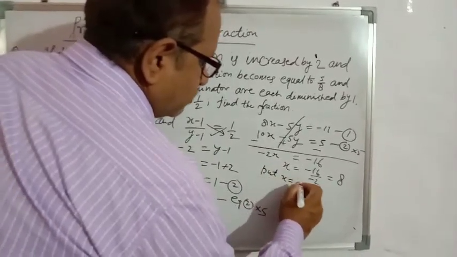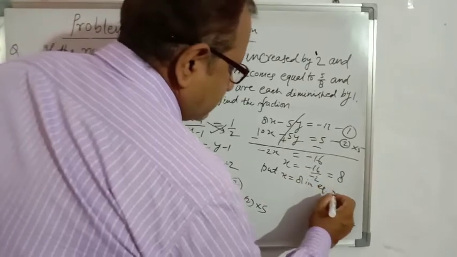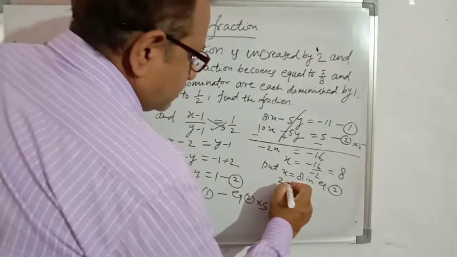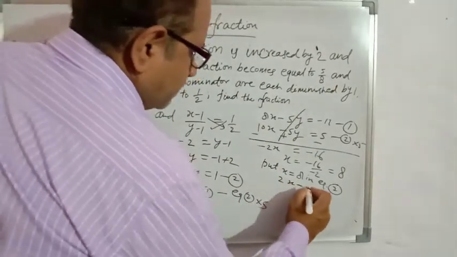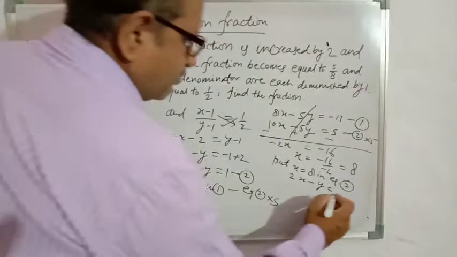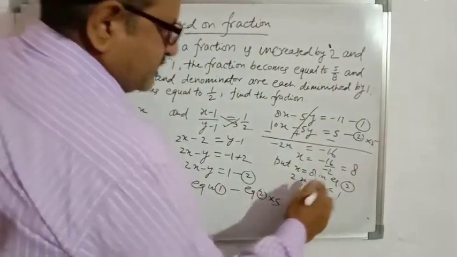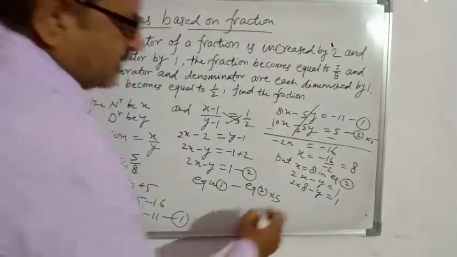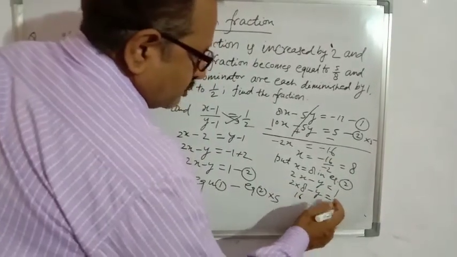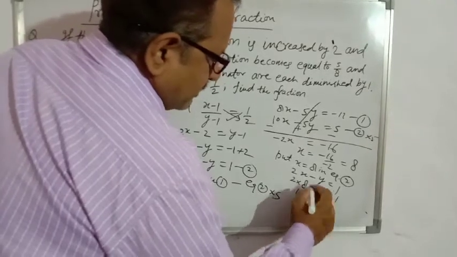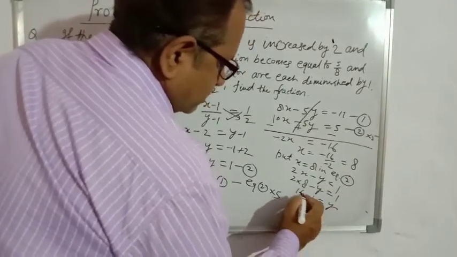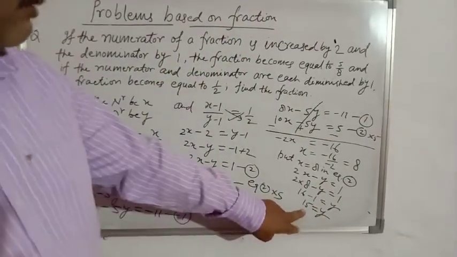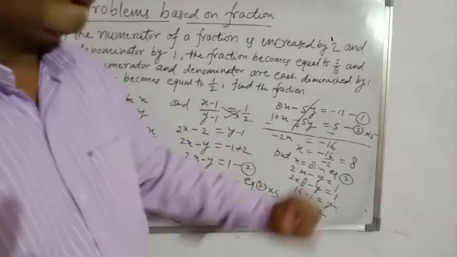Put x is equal to 8 in equation 2. So equation 2 is 2x minus y is equal to 1. We have to put x is equal to 8. So 2 into 8 minus y is equal to 1. 2 8 is 16. Transpose 1 to the left side, minus 1, and minus y to the right side, y. 16 minus 1 is 15. So what is the value of y? Value of y is equal to 15 and value of x is equal to 8.